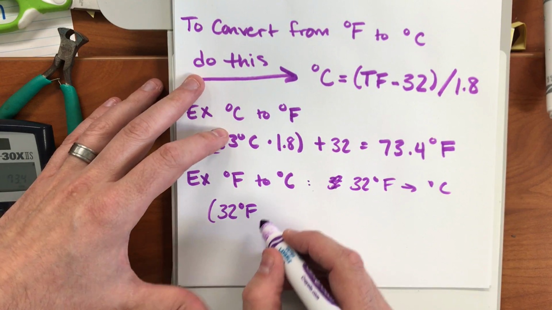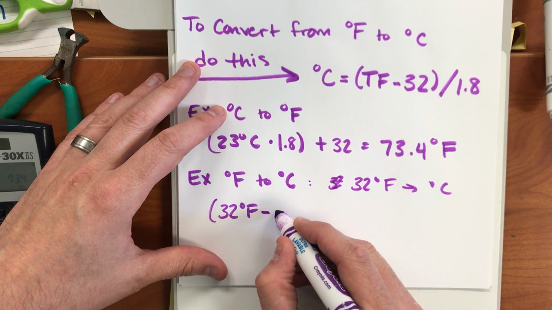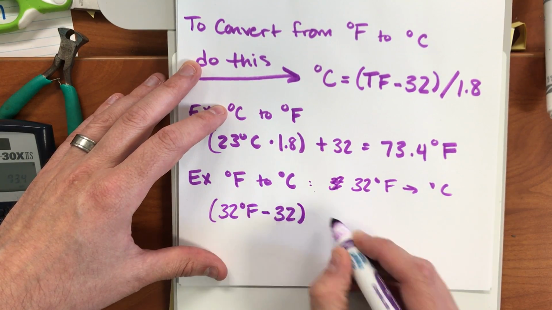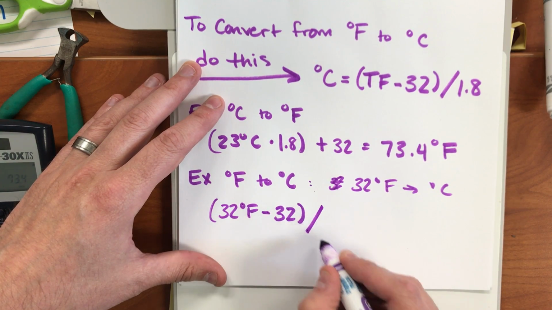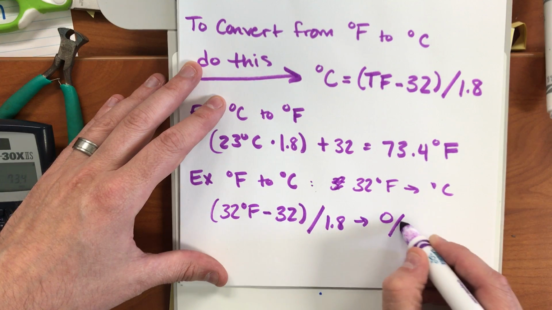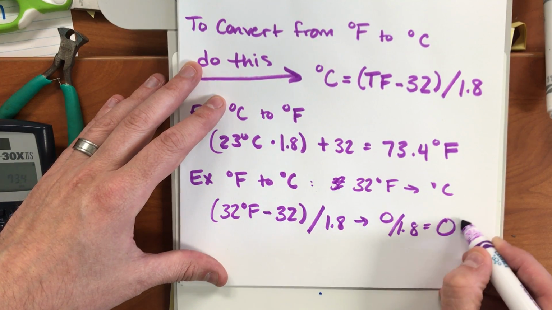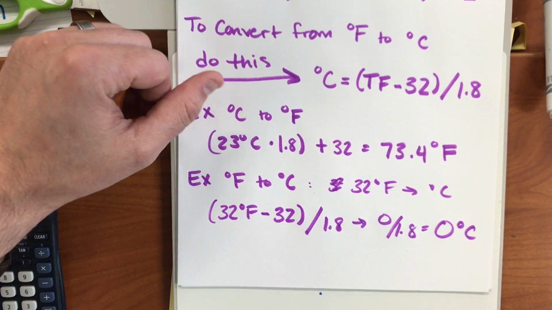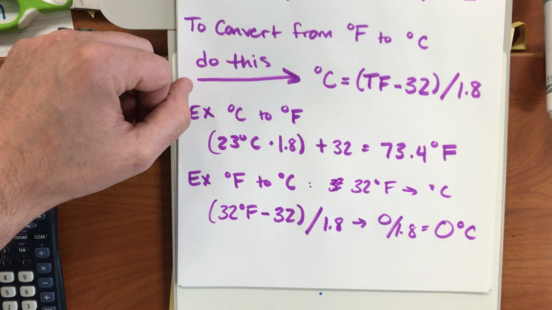So for our example here, it would be 32 degrees Fahrenheit minus 32, which is 0, and then we want to divide that by 1.8. So that would be 0 divided by 1.8, which is 0 degrees Celsius. Those are a couple of examples.